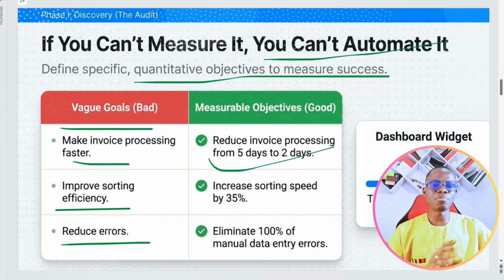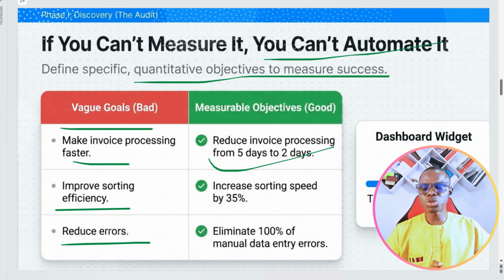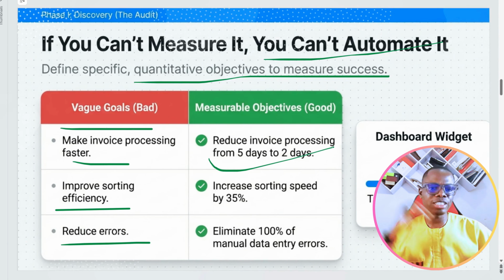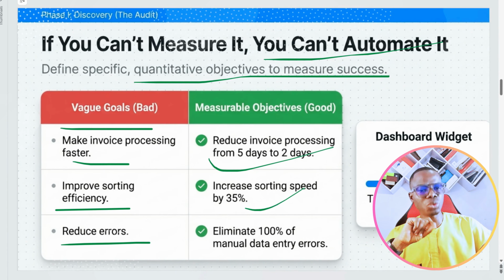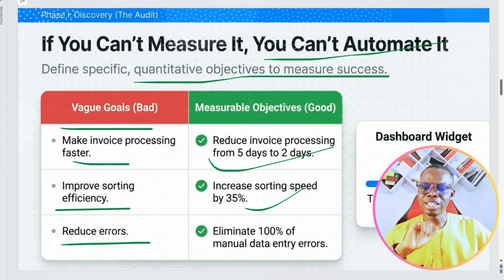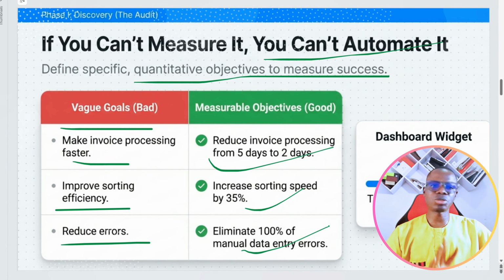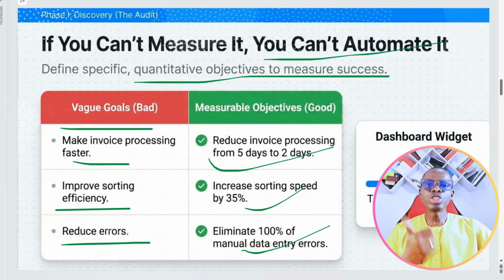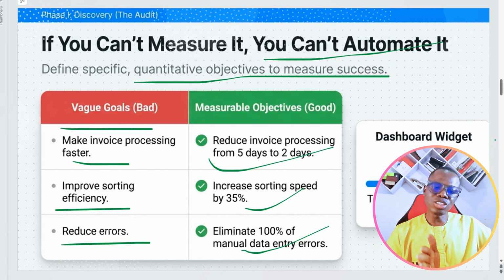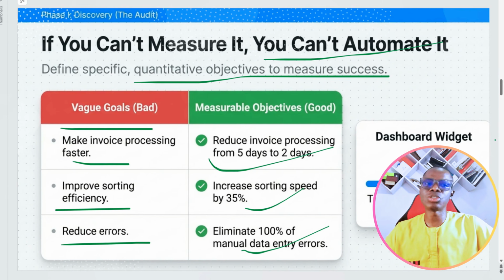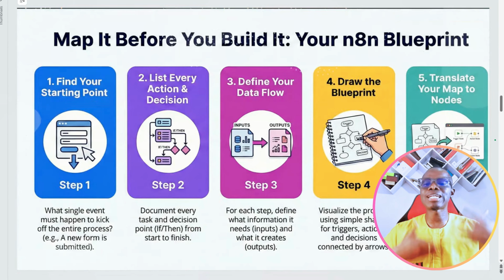Oh, at the end of my automation for you, we should be able to reduce invoice processing from 5 days to 2 days. That's something that a manager will want to listen to. Oh, we want to increase the sorting speed by 35% so that you'll be able to do more every day. Okay, we are getting there. Or we will eliminate 100% of manual data entry. So it's going to be right from the form into the flow. So you want to measure before you even say you are automating, so that your work will be measured against what they are doing before. That is the only time they can appreciate you.